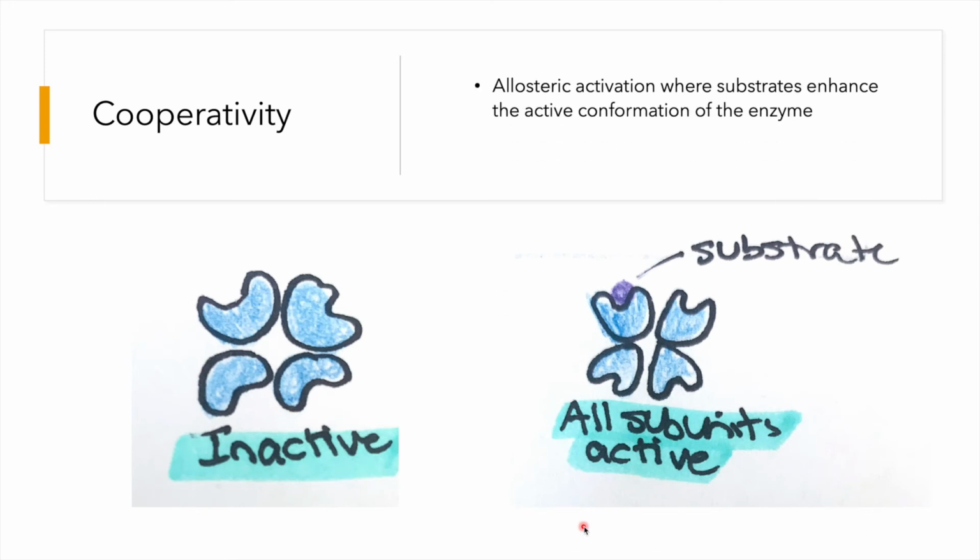Cooperativity is a form of allosteric activation where substrates enhance the active conformation of an enzyme. It occurs when a substrate binds to the active site of one enzyme subunit, which generates a shape change in the other subunits, making them more active. In fact, they become locked in their active state, and so they are prevented from switching back to their inactive state.